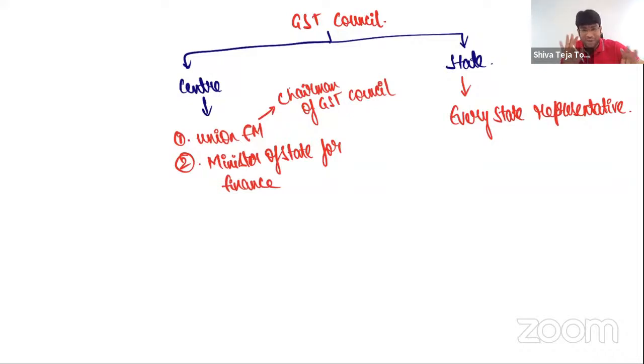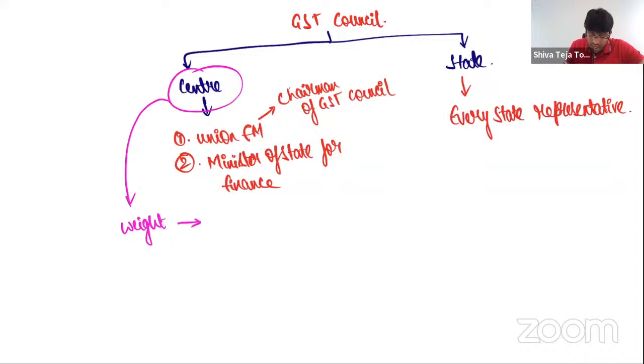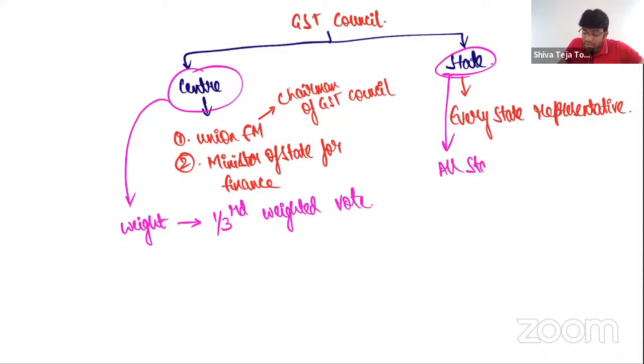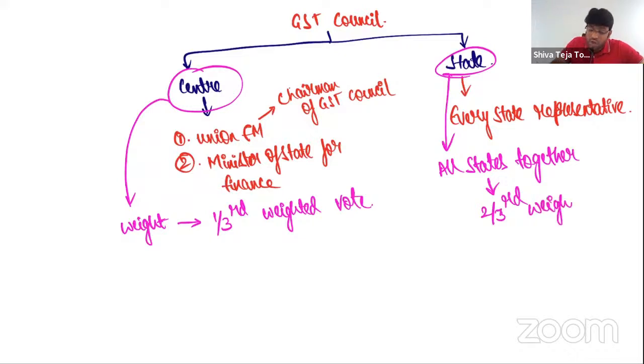Every state representative. Now here, I've got an interesting concept, my dear friends. Listen carefully. The law specified that the center has a weight of 1/3 weighted vote. That means for some particular decision, if the center says yes, 1/3 is done. And from the state side, all states together have 2/3 weighted vote. I repeat, all states together have 2/3 weighted vote. The center alone has a weight of 1/3 and all states together 2/3.